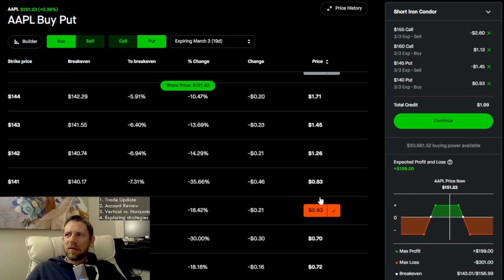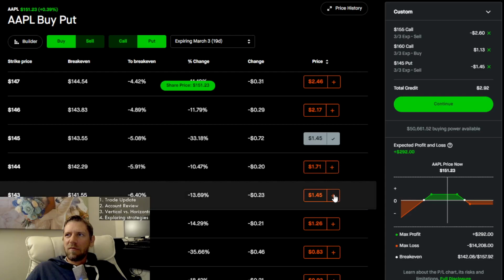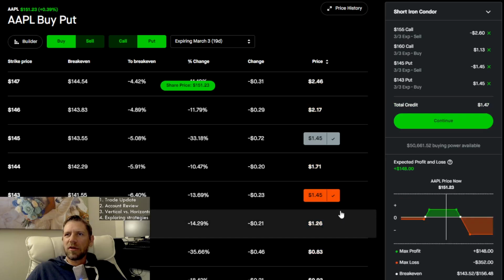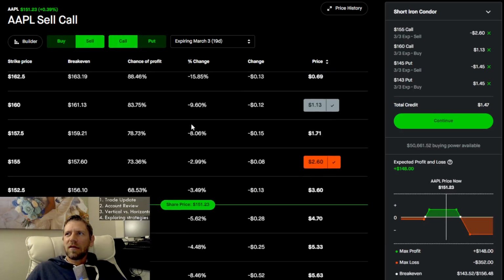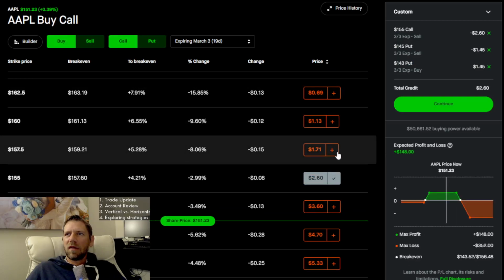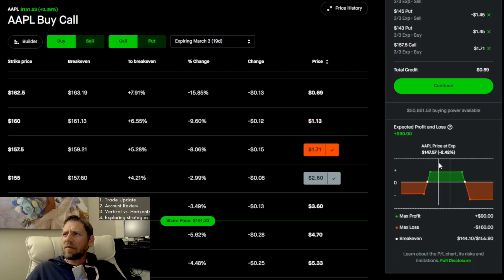Okay, how about we try to make the wings a little tighter? I don't think I can make it $1.50 here, so it's going to be a little bit disproportionate, but we'll go $2 and then sell a call. Okay, we'll buy a call right here at $1.50. So the wings are not going to be the same, but you get the point. So here it is, maximum loss 110, maximum gain 90, and then maximum loss 160 if it goes above 157.5.